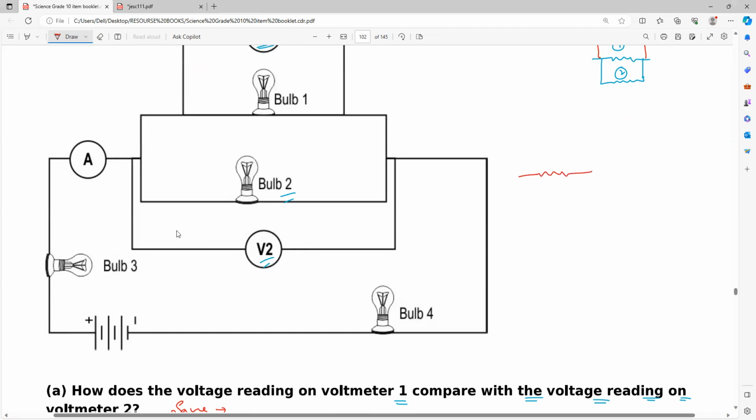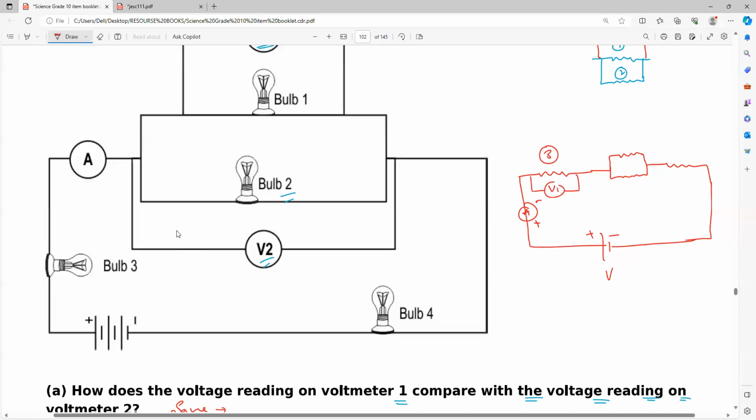Verify. Bulb 3, next bulb 1, next bulb 2, next bulb 4. This is the circuit. Is it right? Verify it, everyone. Yes? So even if you want, you can put an ammeter, with plus and minus. So this is bulb 3, and across this there is some voltage.